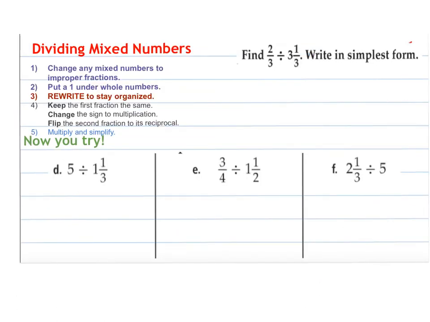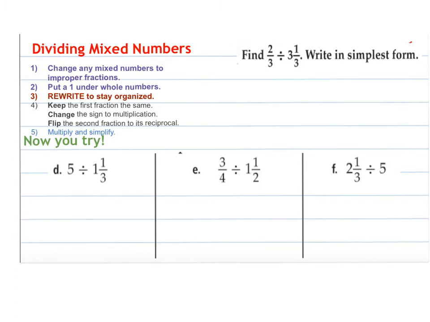Okay, team, here we go. Let's divide some mixed numbers now. So the steps are that you are going to change any mixed numbers to improper fractions. Put any whole numbers over 1. You're going to rewrite them to stay organized. Make sure that you make these changes before you change it to multiplication. So we're going to make the changes and rewrite, and then we're going to keep the first fraction the same, change the sign to multiplication, and then flip the second fraction to its reciprocal, or as I like to call it, reciprocal. Then you're going to multiply and make sure you simplify.